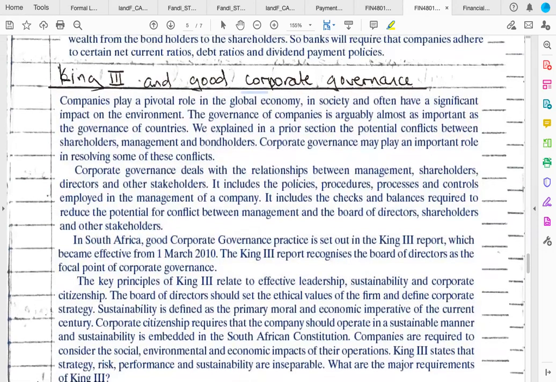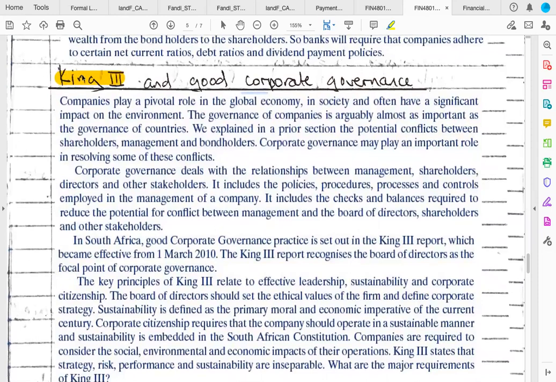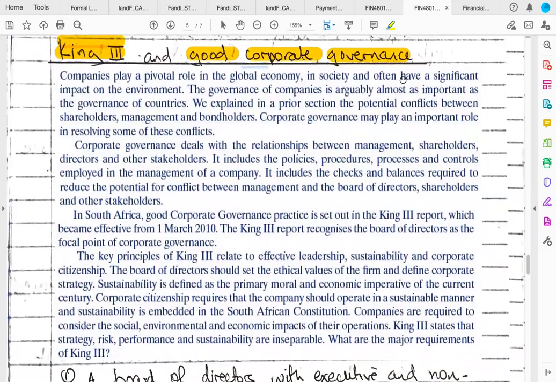In South Africa, there's what we call the King 3 corporate governance framework. The idea behind the King 3 corporate governance framework, or behind good corporate governance, is that when a company makes decisions, a company shouldn't just make decisions based on management itself and the shareholders. The company also needs to make decisions taking into account all the different stakeholders.